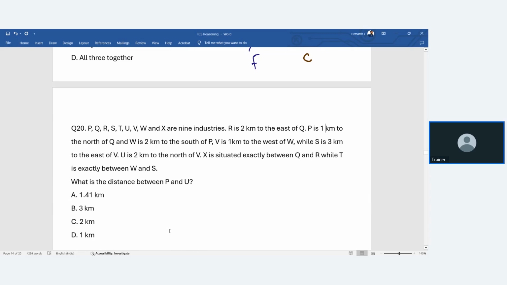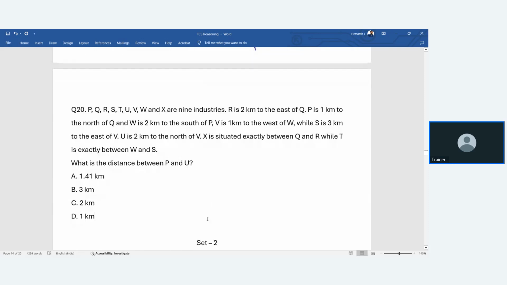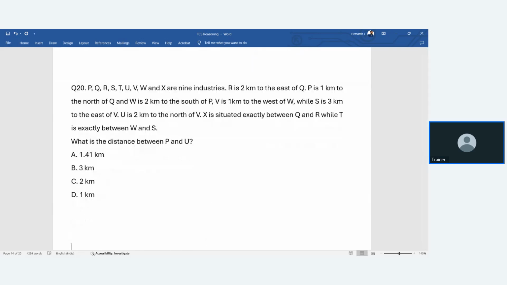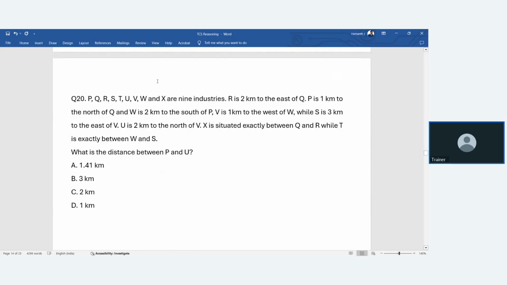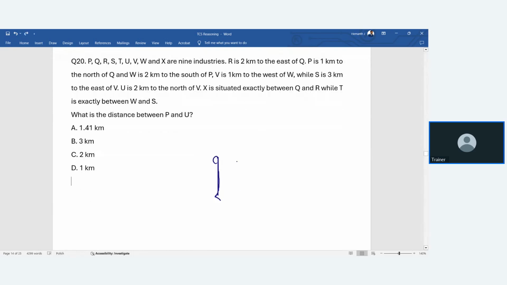Now, 9 industries. Just start. This is almost like seating arrangements only. Directions means automatically seating arrangements. It's an internal part of seating arrangements, in fact. R is 2 kilometers to the east of Q. East means right side. R is to the right side of Q, 2 kilometers.